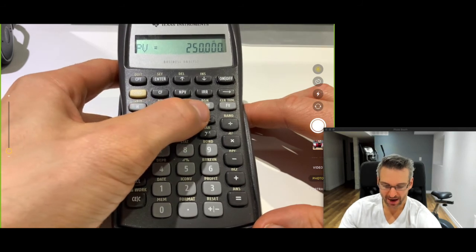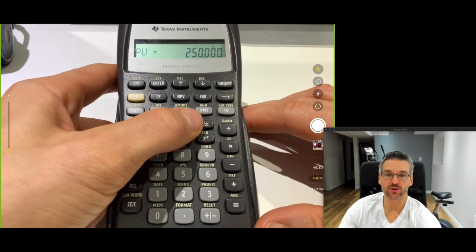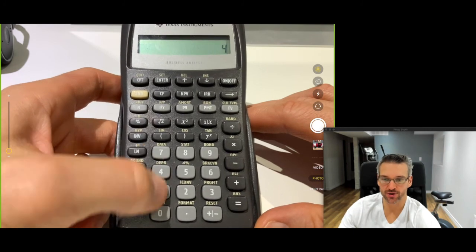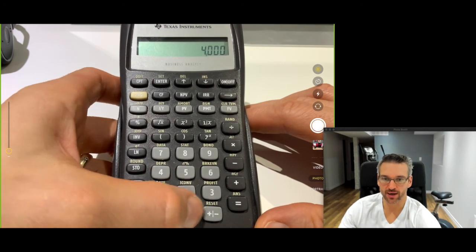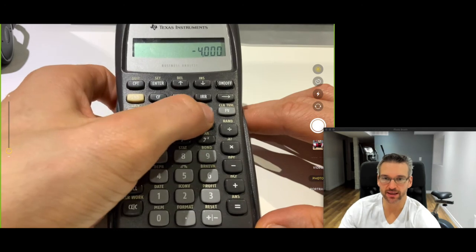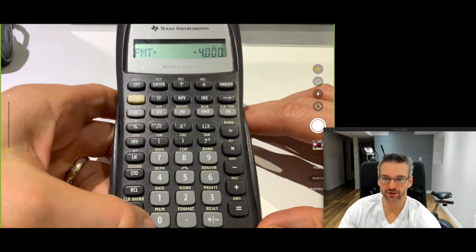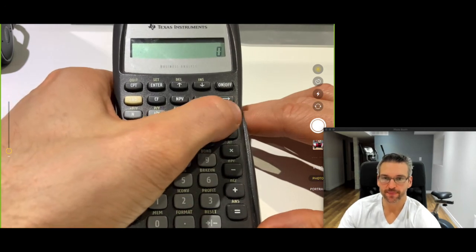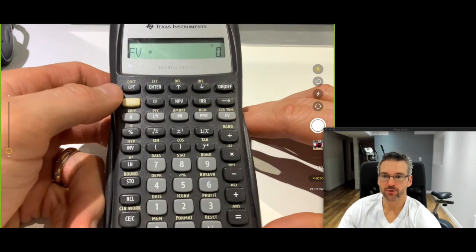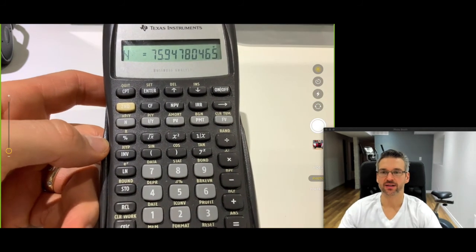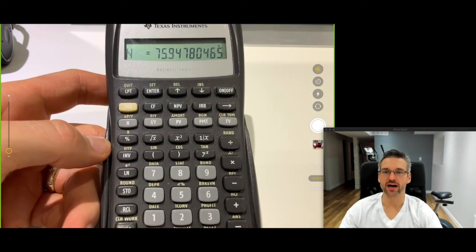My payments, I have to pay those payments. So I'm making payments of $4,000, and I'm going to make them negative. So that's payment right there. There is no future value, right? So that's 0. And now we want to compute. So hit compute and there you have it. So it's 75.94 and so on.